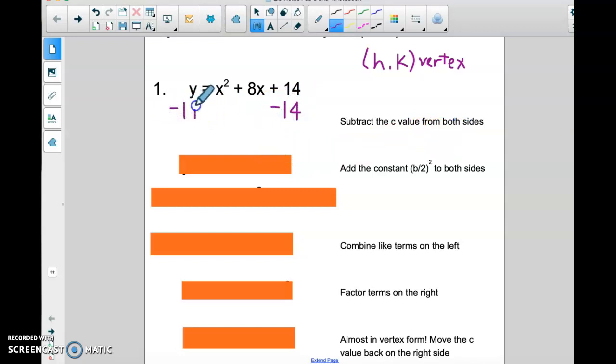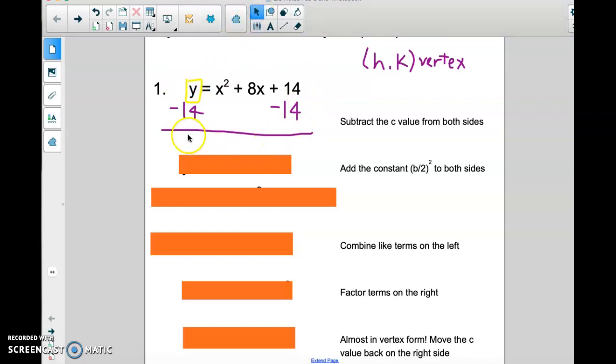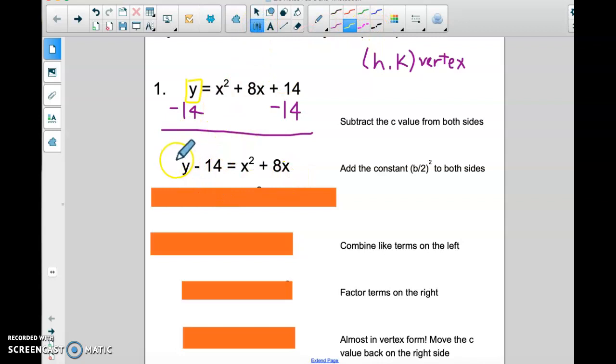Notice this time I'm leaving the y in there, so it's really important to note that this y is going to stay there the whole time. So if you look now, what I'm going to have is y minus 14 equals x squared plus 8x. Weird and unusual that I'm keeping that y there the whole time, but we're just going to leave it there, hang out the whole time.